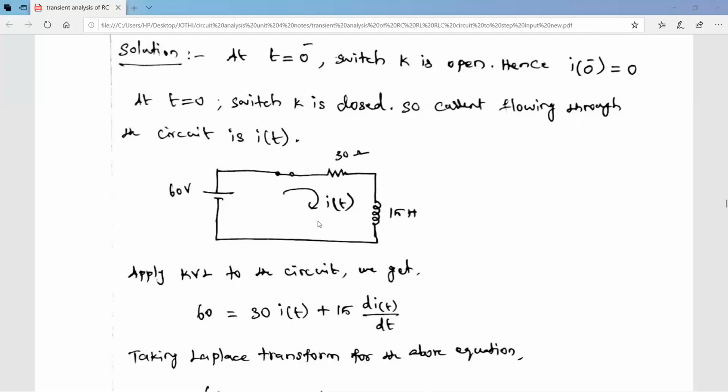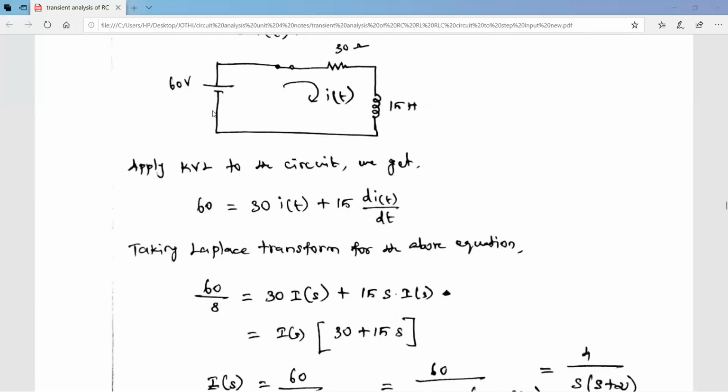So how to derive the value of this i of t? We have to write a KVL equation for this loop and take the Laplace transform of that equation. So we have to calculate I of s, and for I of s, we have to take the inverse Laplace transform. Okay, these are all the steps.